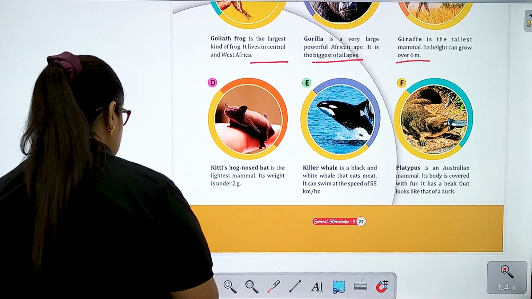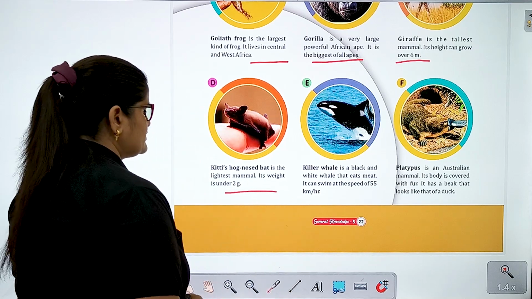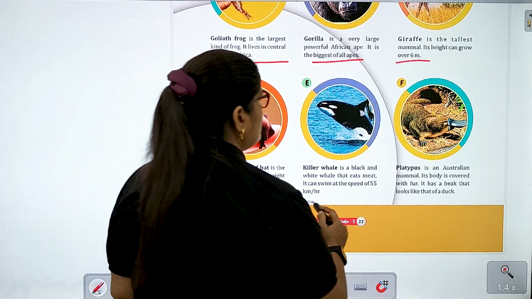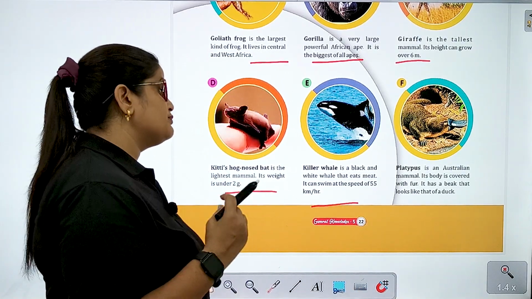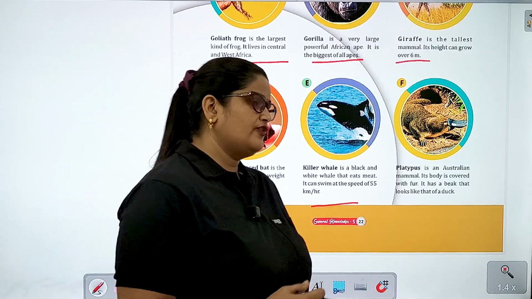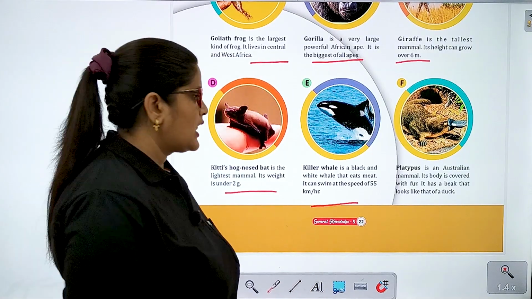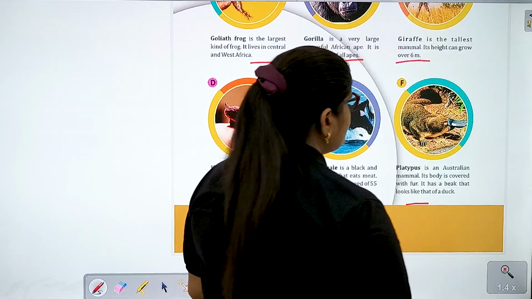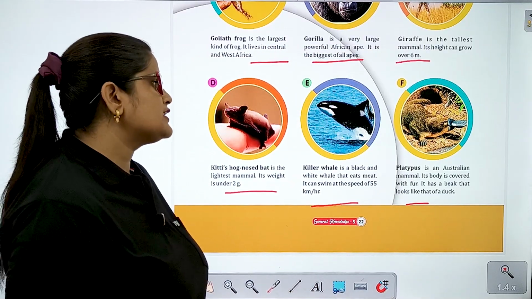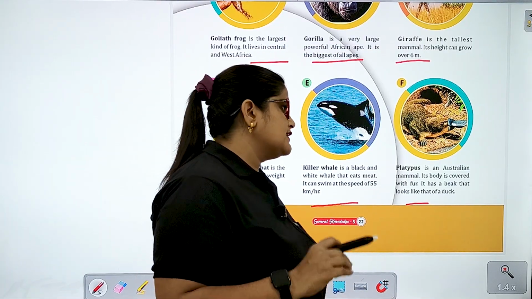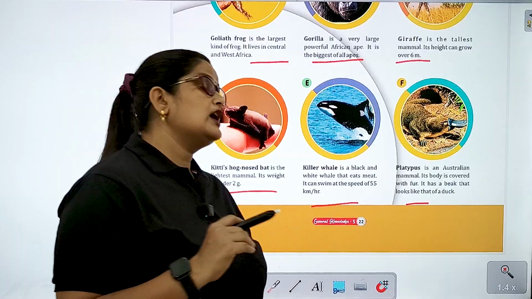Kitti's hog-nosed bat is the lightest mammal. Its weight is under 2 grams. Killer whale is a black and white whale that eats meat. It can swim at the speed of 55 kilometers per hour. Platypus is an Australian mammal. Its body is covered with fur. It has a beak that looks like that of a duck.